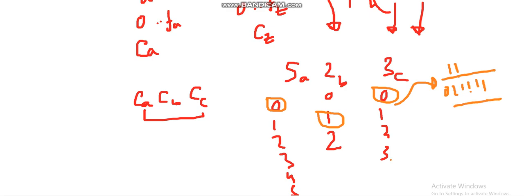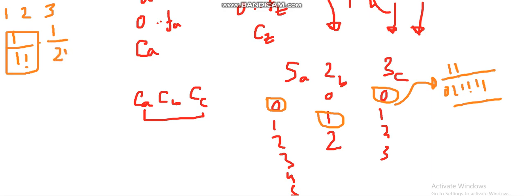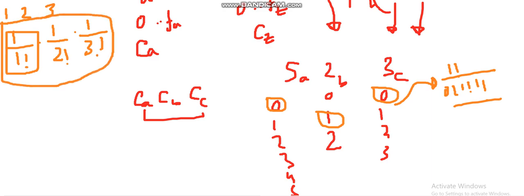One more thing to observe is that if we take 1 a, then our answer will become 1 by 1 factorial. Then we are taking 2 b's. Let's say we have taken 1 a, 2 b's and 3 c's. So for a our contribution is 1 by 1 factorial, for 2 b's our contribution is 1 by 2 factorial, and for 3 c's our contribution is 1 by 3 factorial. After we get these three things, we will multiply it by the factorial of the summation of these three counts, which is 6 factorial, and we will get the answer.